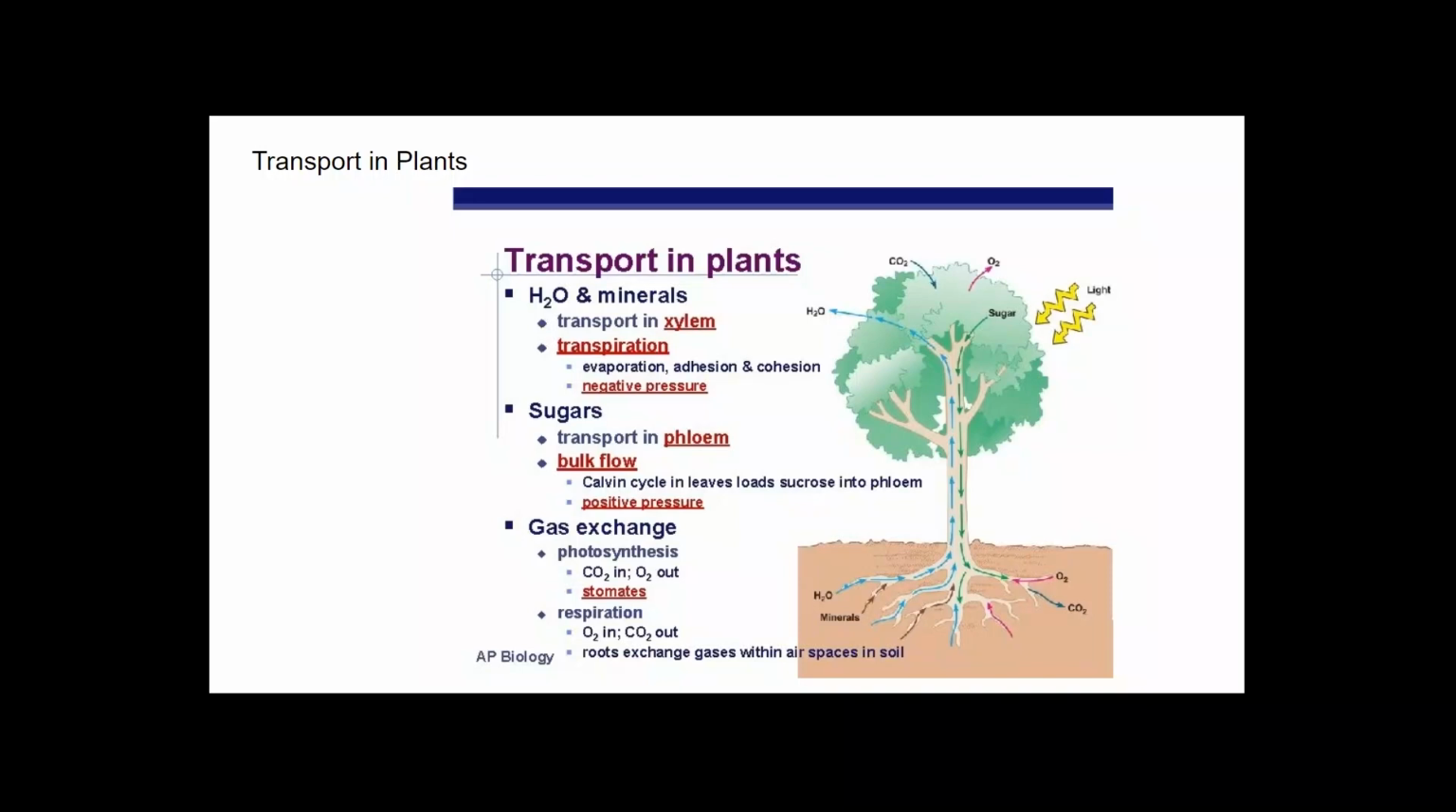Now, sugars are transported in the phloem, and this occurs by bulk flow. We're going to discuss some of those in greater detail later. So transport in plants is basically transpiration and translocation. And transpiration occurs in the xylem, and translocation occurs in the phloem.